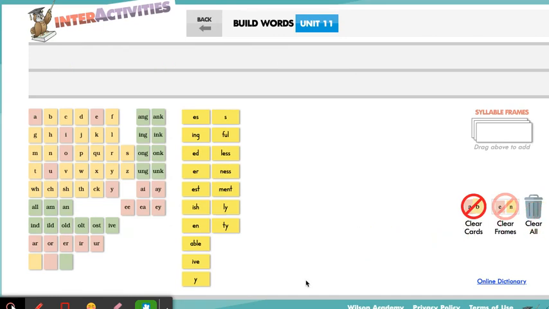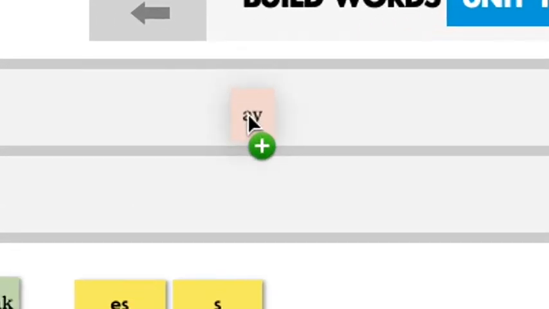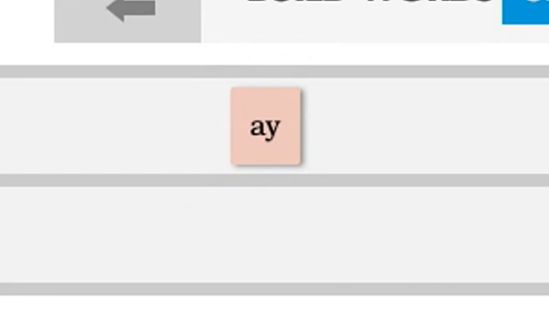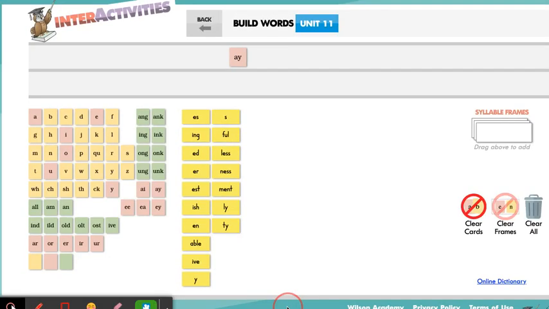When would you use the AY? Would you find this in the beginning of a word, in the middle of a word, or at the end of a word? When would you most likely find this? Yes, at the end of a word. So when it has a sound of a long A at the end of a word, like in play, you would tap out P, L, A, and you would know to put an AY at the end because it makes a long sound.